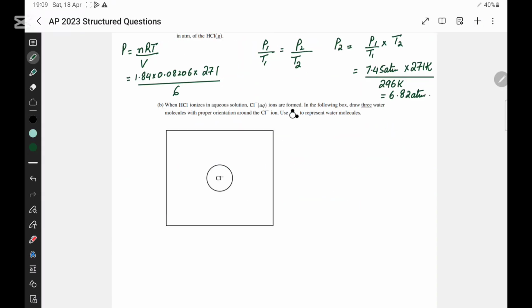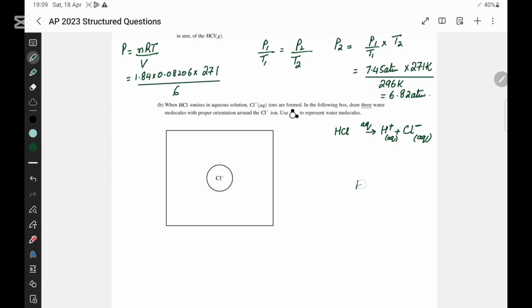So in this question they are saying when HCl ionizes in aqueous solution, ions are formed. So what happens, HCl ionizes in water, it is going to form H positive plus chloride ion, in aqueous form and aqueous form. Now this aqueous needs to be written here, because it is a strong acid, so it completely ionizes in water.